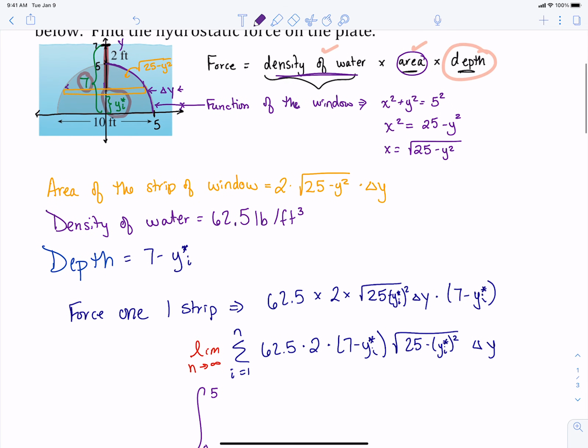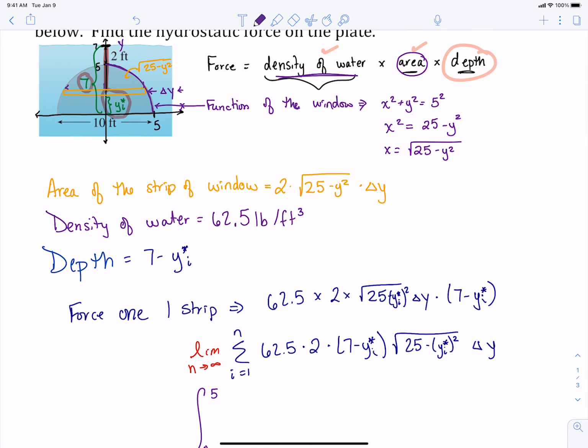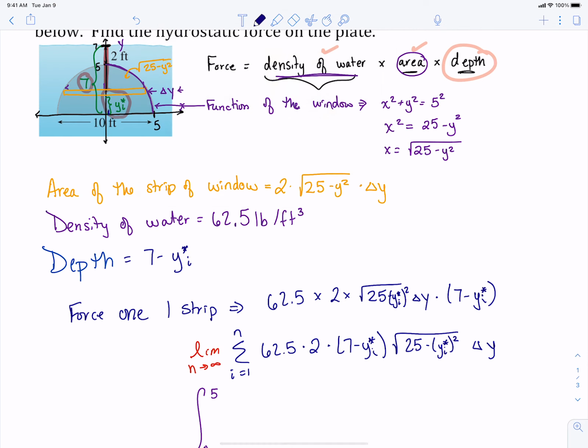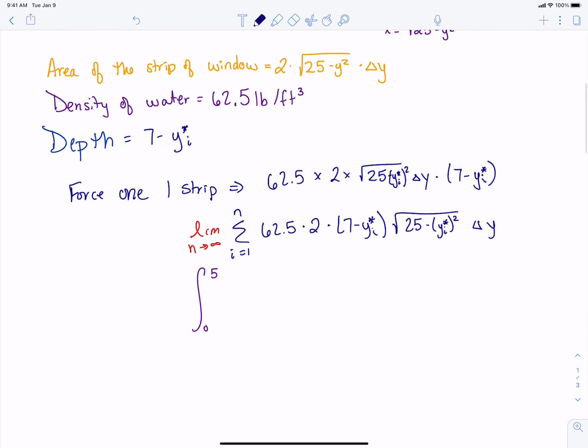So again, looking at what we did back up here on our picture, we started here at 0. That's the deepest it is. And then going up until 5, and that's the least deep it is, the shallowest it is. So it's going from 0 to 5. And then we have 125, 7 minus y, all our y sub i stars turn into regular y's, square root of 25 minus y squared dy.